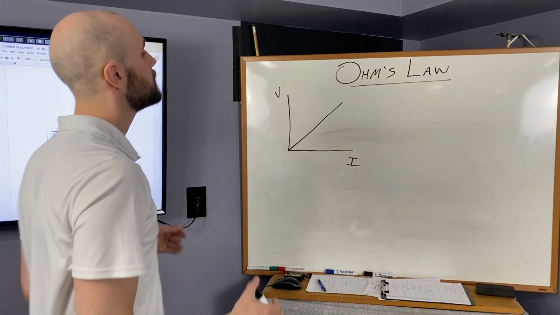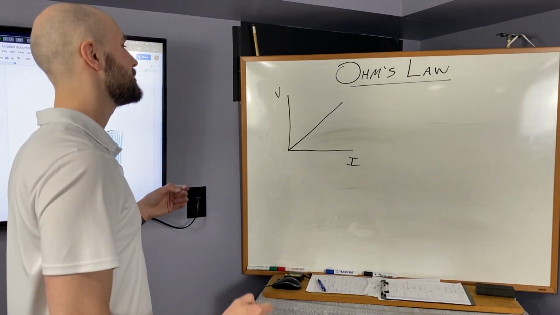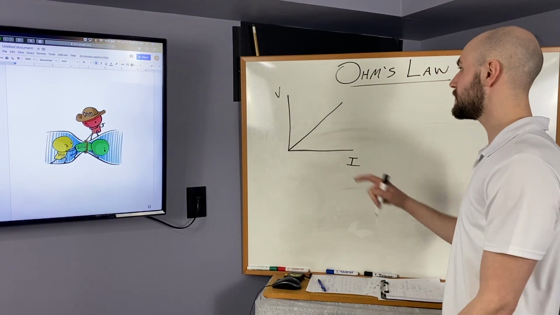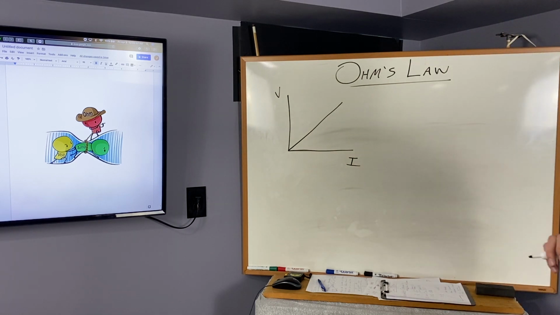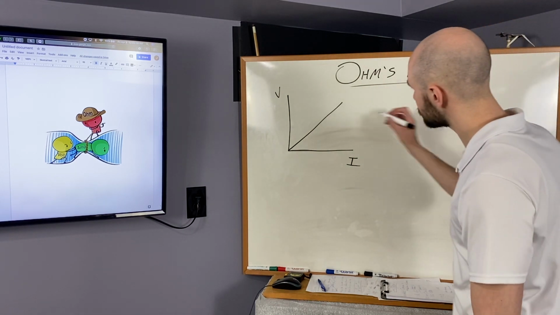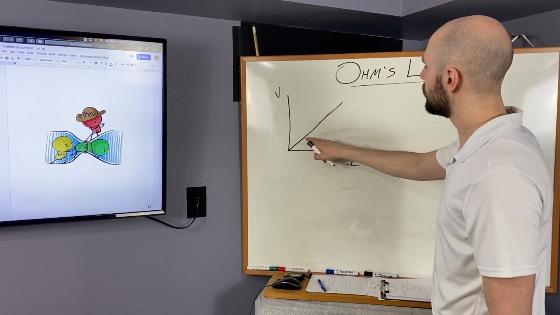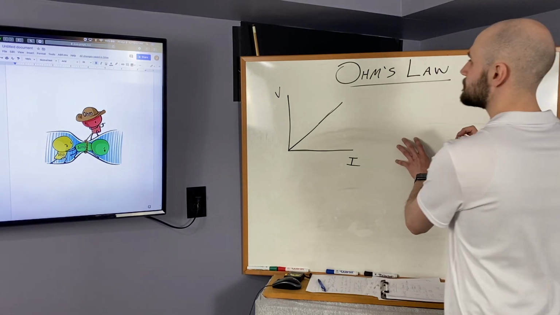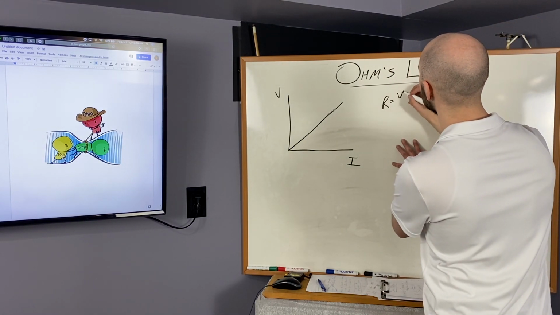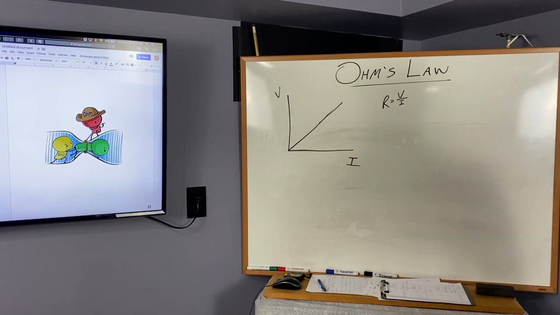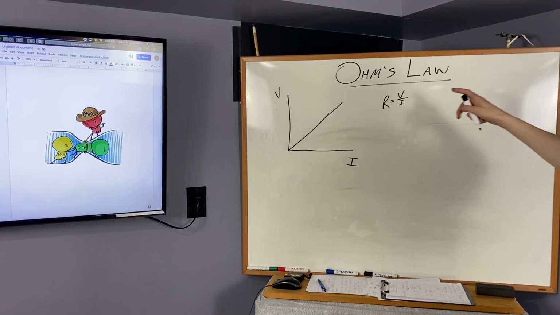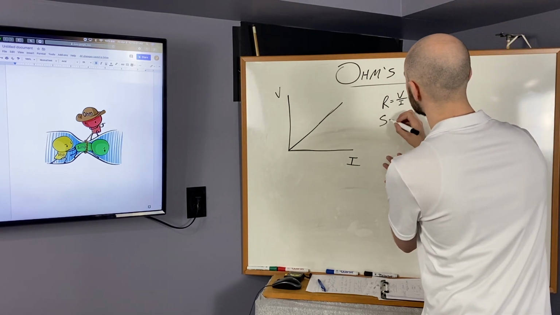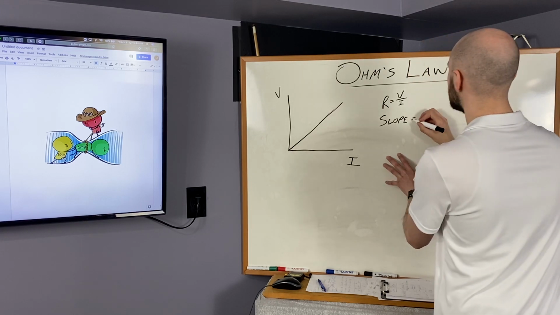So if we actually got data and we figured out how much voltage is across the resistor and how much current is flowing through the resistor, we're going to see a direct linear relationship. And not only that, but what if we calculated the slope? What would the slope of this line mean? Well, we know that R is equal to V over I. So change in Y over change in X, the slope here, is equal to the resistance.